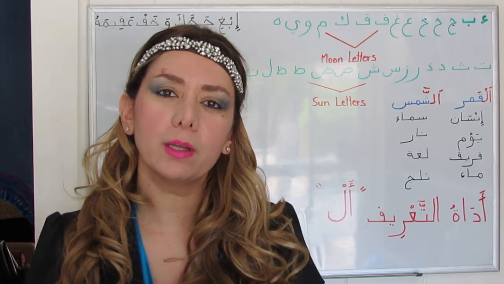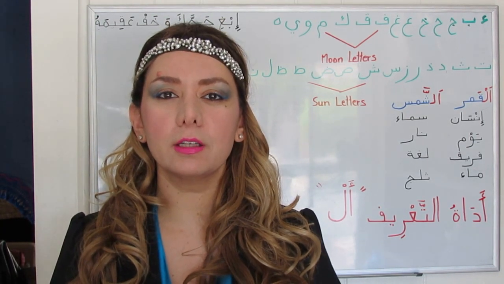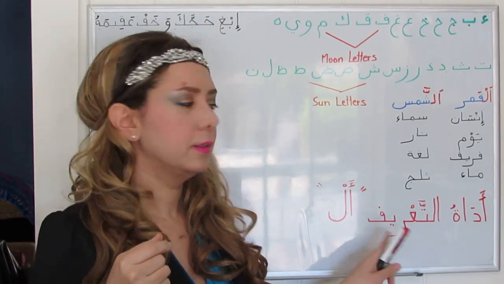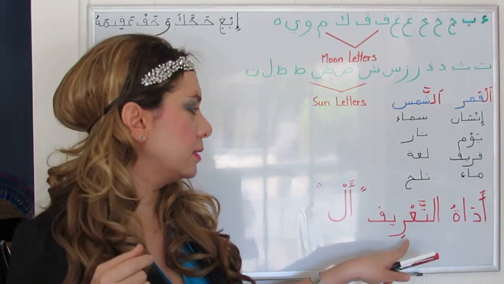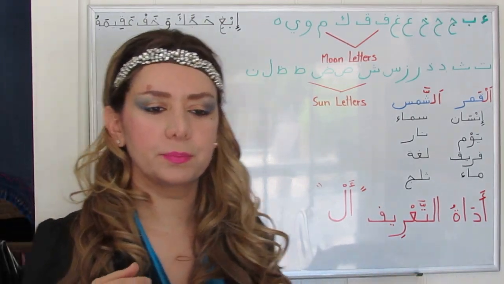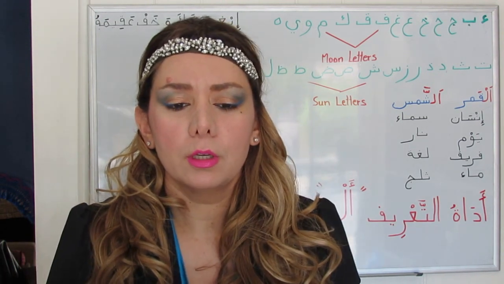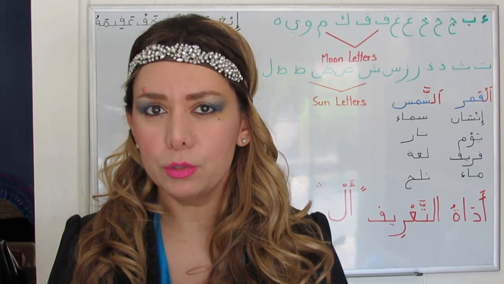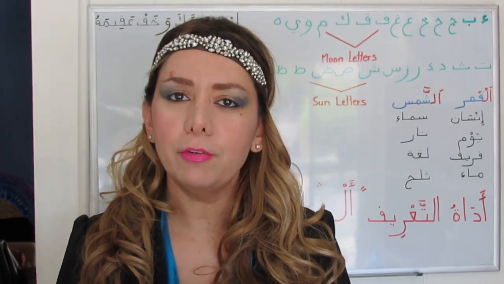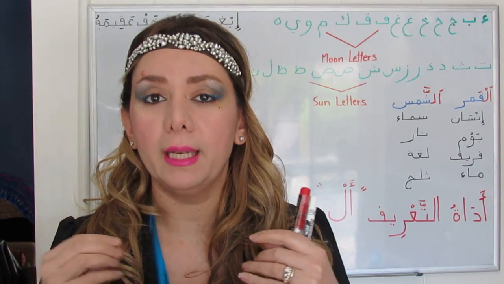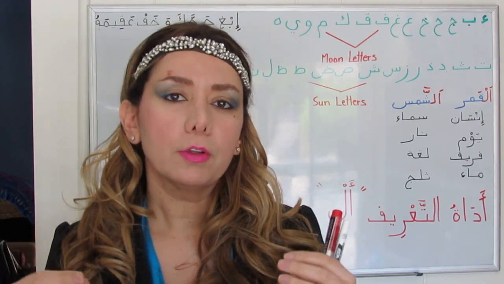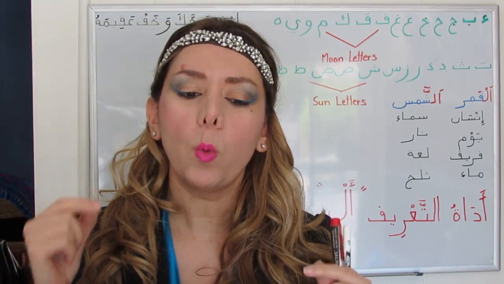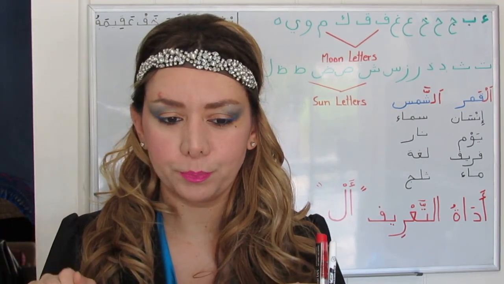Today I will be talking about the definite article, the famous one in Arabic, أداة التعريف, the definite article. So why do we need to use the definite article? What is the purpose of its usage? We use the definite article in front of a noun when we believe the hearer or reader knows exactly what we are referring to.